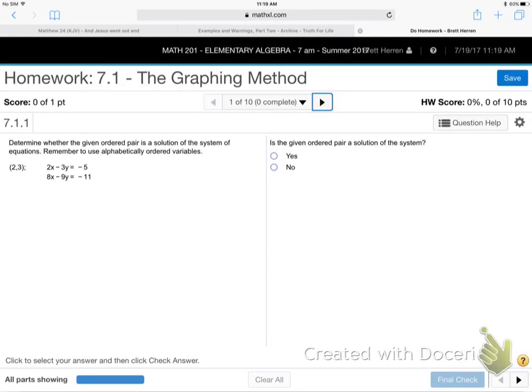Okay, so here we go. So we're walking backwards. So we've been going 7.3, 7.2, 7.1, right? Yesterday 7.3, today 7.2, now 7.1. Why am I doing it backwards? Well, we'll see. Let's start with this one.